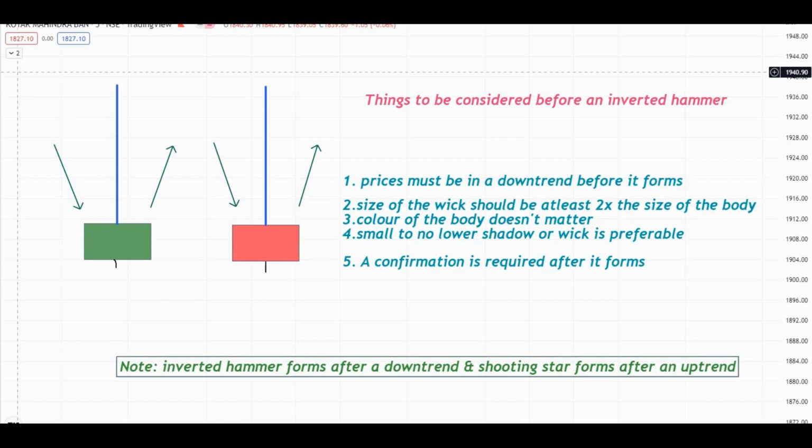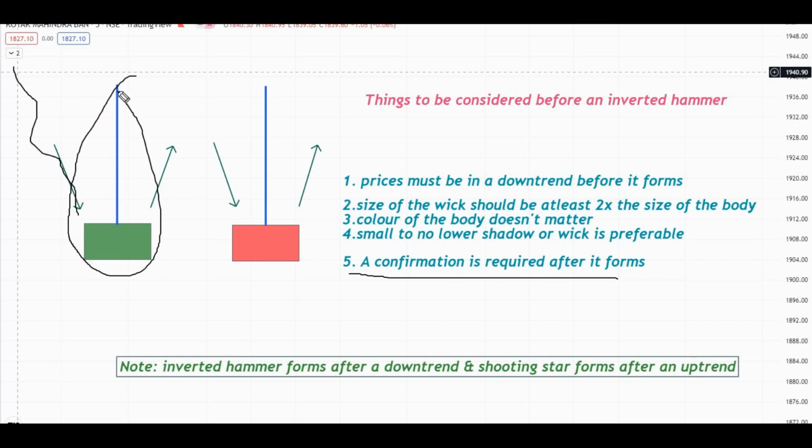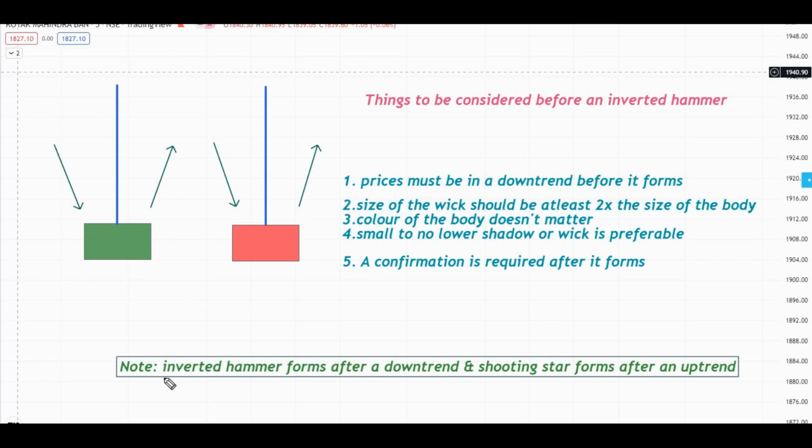Okay, and last but not the least, a confirmation is required after it forms. First a downtrend, then an inverted hammer, and then a confirmation is required to take a particular trade. The high of this wick should be crossed, then we will look for a potential entry with stop loss just below the low of the candle. Okay, and always remember, inverted hammer forms after a downtrend and a shooting star forms after an uptrend. Okay, so do remember that.